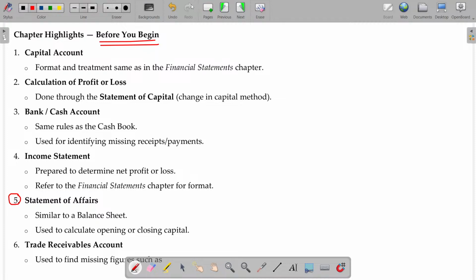So usually you have to study incomplete records only after the completion of the financial statements as well as financial position. Financial means income statement and financial position statement. After that only you have to go for this. Okay, chapter highlights.